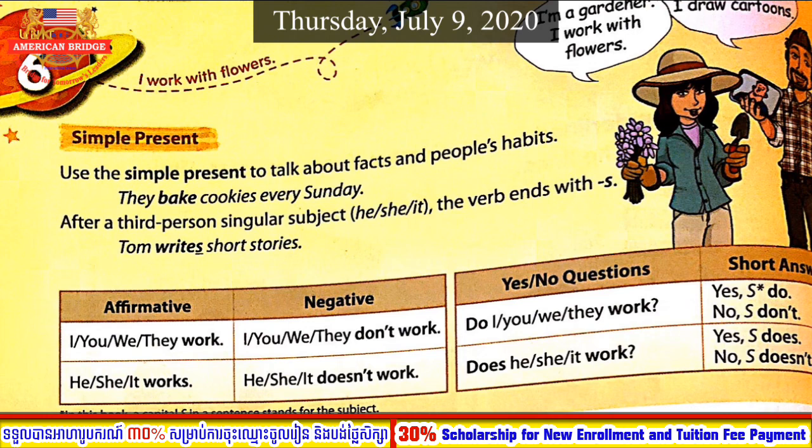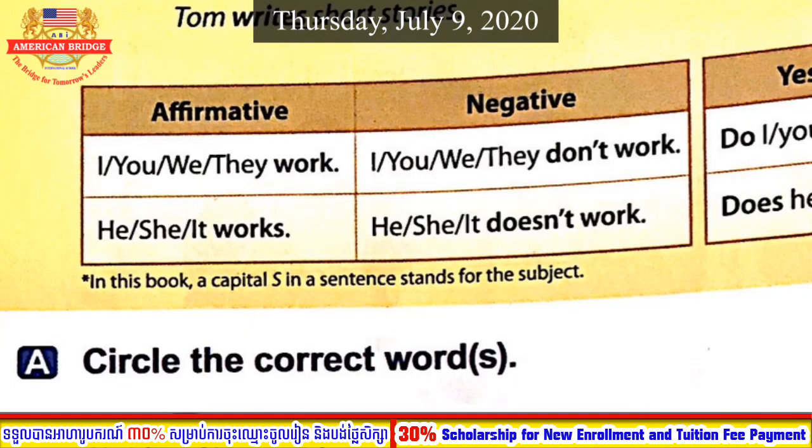So now I want you to look at the table. In the table, you see affirmative, negative, and yes/no questions, right? And then short answers. So let's look at the affirmative. One of our subjects is I, you, we, they. We add one verb, but we don't add the letter s or es to that verb. Example, I work, I teach, I play, you work, you want, you need, you watch. They go, they do, they work. We don't add s or es.